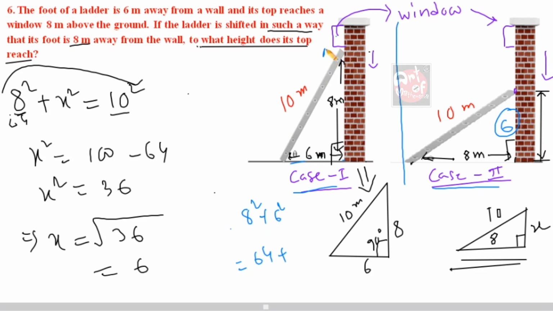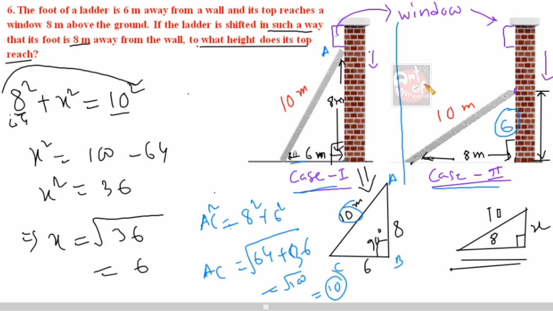So this one is A, B, C. You have to find AC. So AC square equals the hypotenuse square equals this. So AC equals what? Root over 100, that is 10. After that, what to do? I have shifted the ladder and it comes down. Now it is told that the foot of the ladder is away from the wall. Rather, I can say the height is 8 meter, and the length of the ladder you have already found is 10, so this should also be 10. Now this one you have to find. Again, use the Pythagoras theorem, you will get it. I hope you all understood.